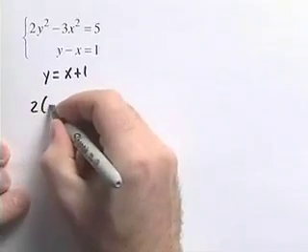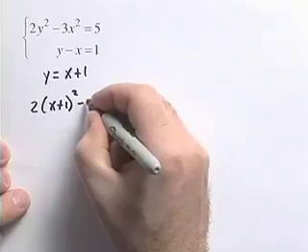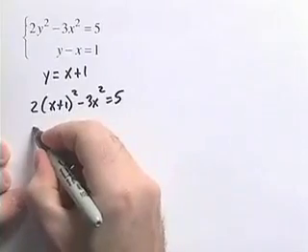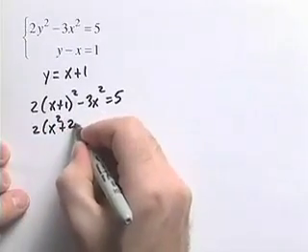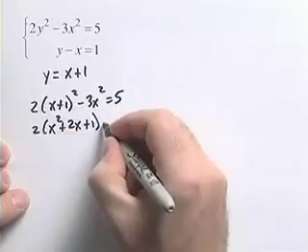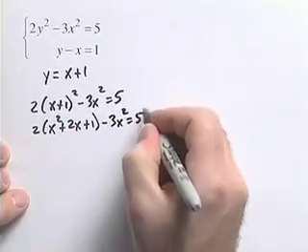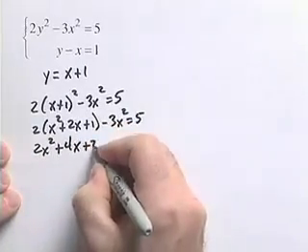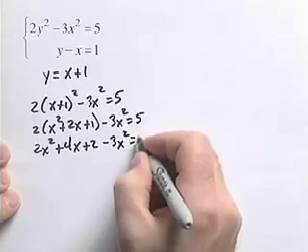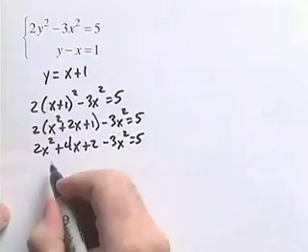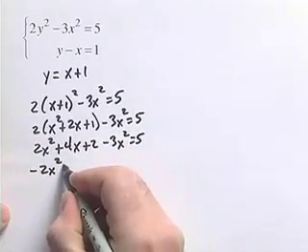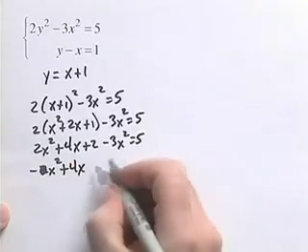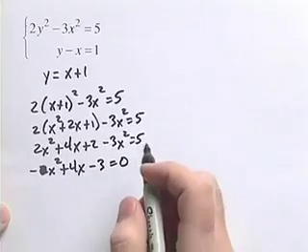So we're going to get 2 times x plus 1 quantity squared minus 3x squared is equal to 5. If we go ahead and square this out, we'll have 2 times x squared plus 2x plus 1, and then minus 3x squared is equal to 5. This gives us 2x squared plus 4x plus 2 minus 3x squared is equal to 5. This will give us negative x squared plus 4x, and then we'll have minus 3 is equal to 0.